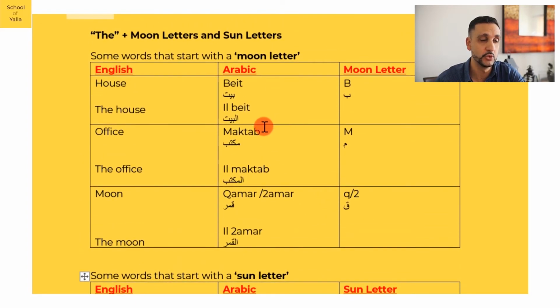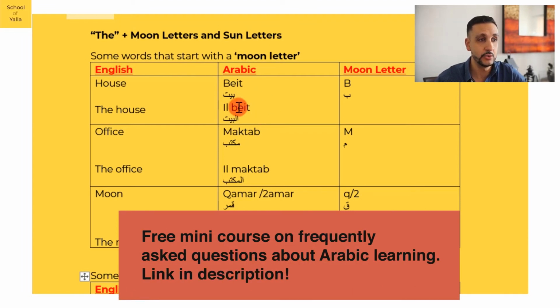So a few examples of moon letters. Moon letters are the easy ones, right? We're just pronouncing everything. So bait, house, or bait in MSA pronunciation and in certain dialects. To make that a definite noun, we're saying il-bait. Maktab, which means office, il-maktab. There's no surprises, there's no confusion here, right?